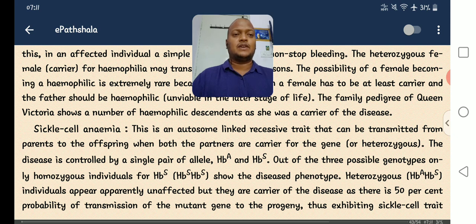Today's class we are going to discuss autosomal recessive disorders. In the earlier class we discussed autosomal dominant disorders along with the pedigree analysis. Pedigree analysis for recessive disorders we will discuss in the next class. One example of an autosomal recessive disorder is sickle cell anemia.